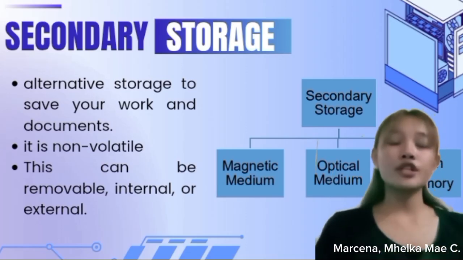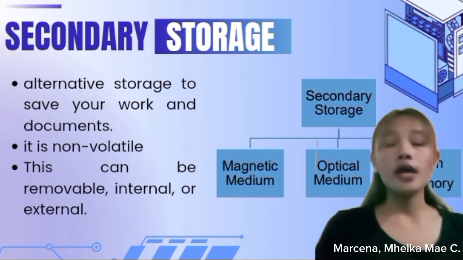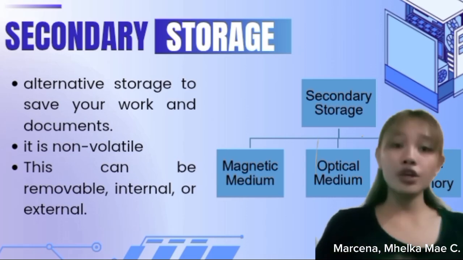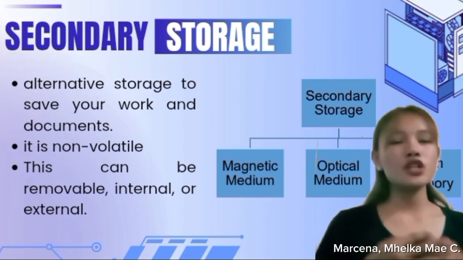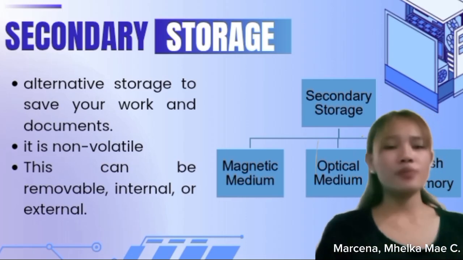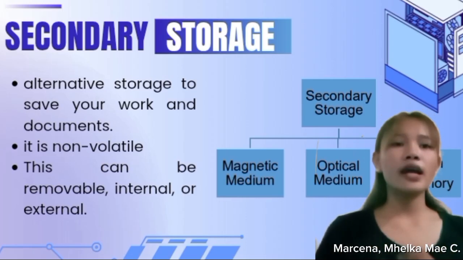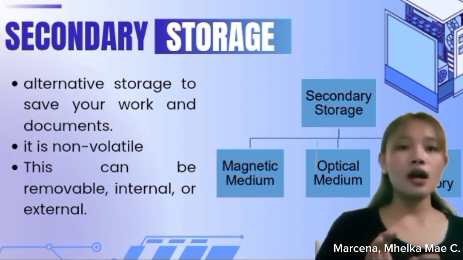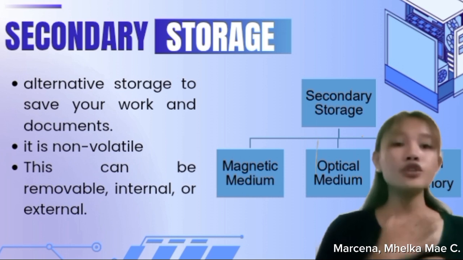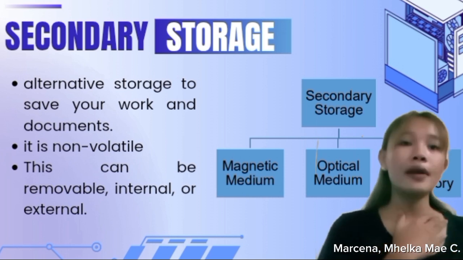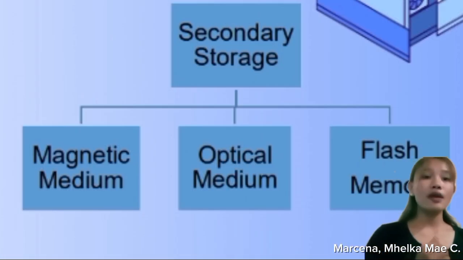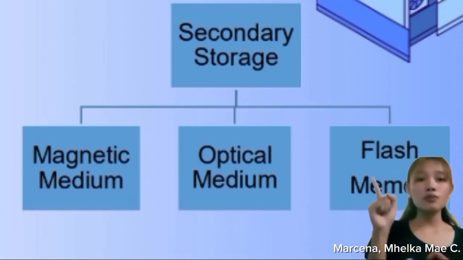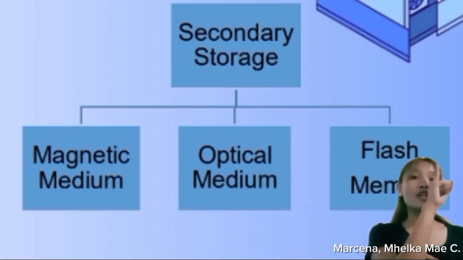Now, secondary storage can come in different forms. It can be removable, internal, or external. Removable, like USB flash drives or external hard drives. And yung mga internal naman, kagaya ng hard drive inside your computer, and external devices connected to your computer like an external SSD or a backup drive. So, meron tayong tatlong main types ng secondary storage: magnetic medium, optical medium, and flash memory.